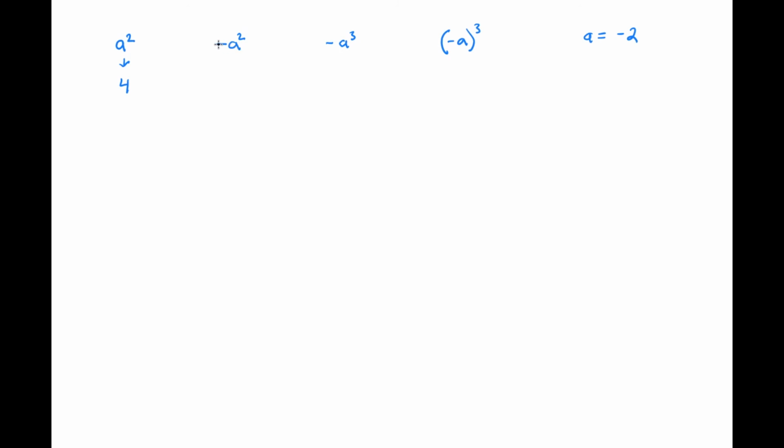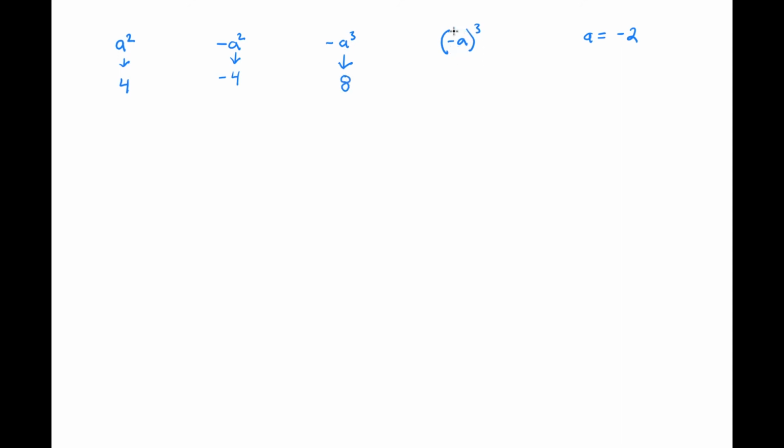Here we have the opposite of a squared. So negative 2 times negative 2 is 4, but we want the opposite of that, so it's going to be a negative 4. Right? Here, a is negative 2, and we're going to multiply it 3 times. So it's going to be a negative number. So negative 2 times negative 2 is 4, and 4 times negative 2 is a negative 8. But we want the opposite of negative 8, so that's going to be a positive 8.